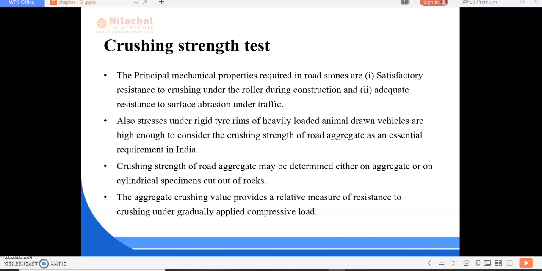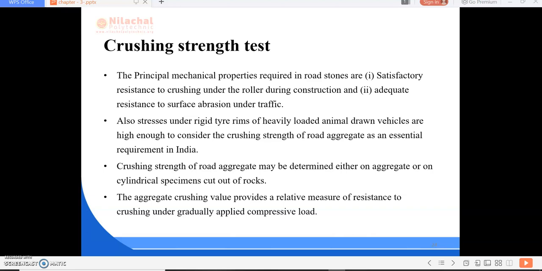Good morning, everyone. I am Sudha Sarangi, and today I am going to teach you about the crushing strength test. In the previous session, we studied the impact test. Today we are going to study the crushing strength test.